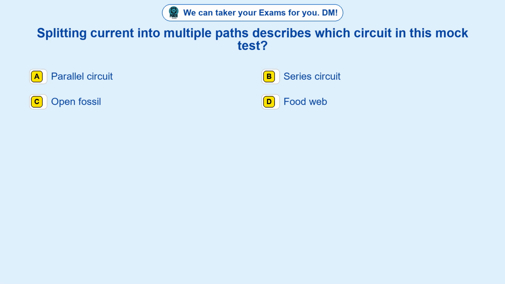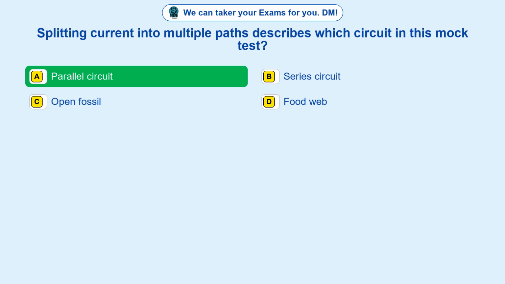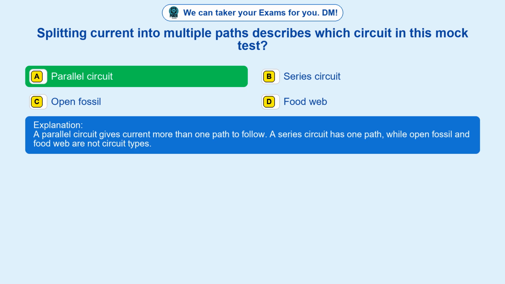Question 72. Splitting current into multiple paths describes which circuit in this mock test? Option A, parallel circuit. Option B, series circuit. Option C, open fossil. Option D, food web. The correct answer is option A. Parallel circuit. A parallel circuit gives current more than one path to follow. A series circuit has one path, while open fossil and food web are not circuit types.